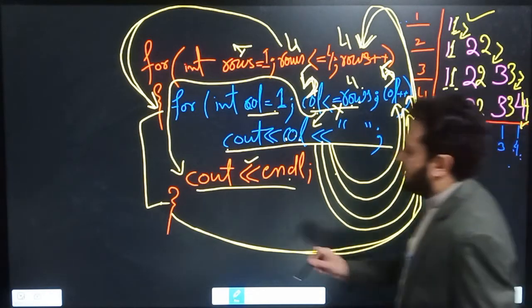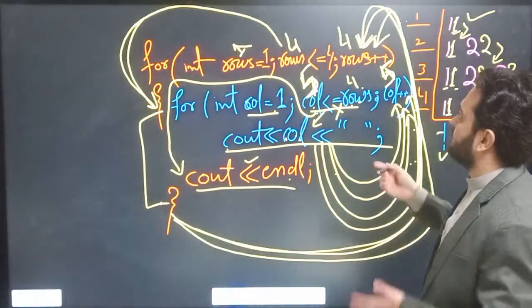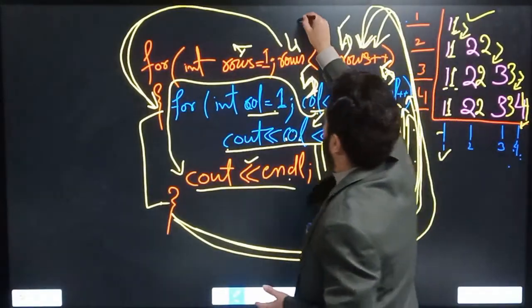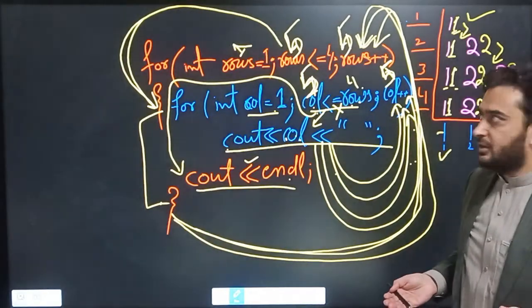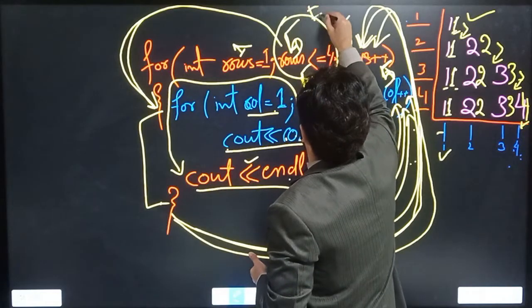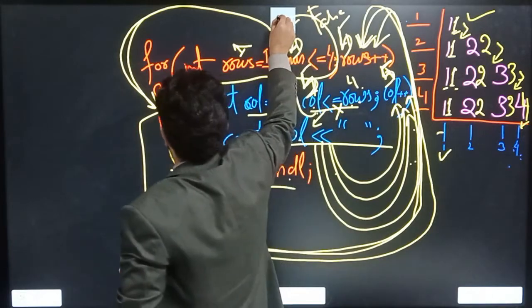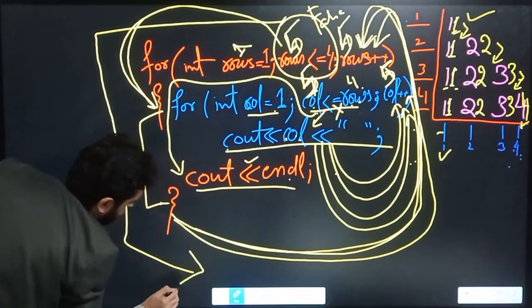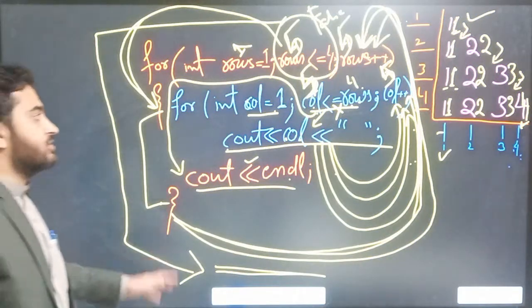Now the execution will come again to the rows. It will be updated to 5. So the condition will be checked then. 5 is less than or equal to 4? No. The condition will become false. And execution will straight away jump outside the body of the for loop. So if there is any other statement here, that statement will be executed.